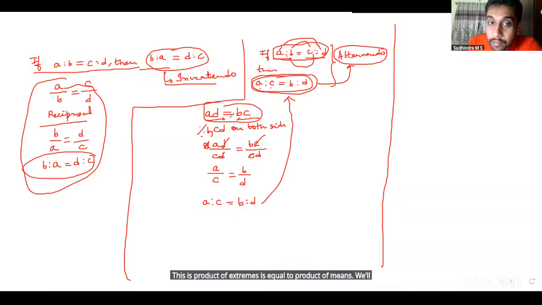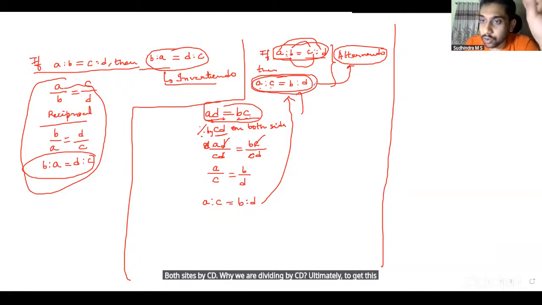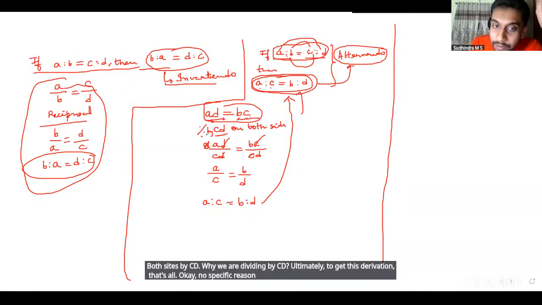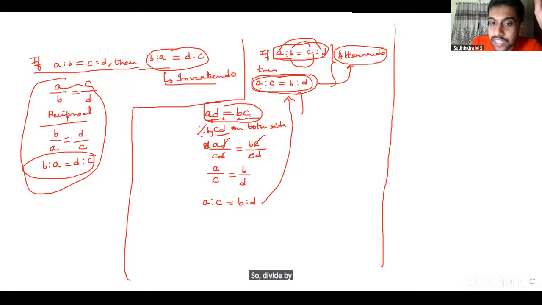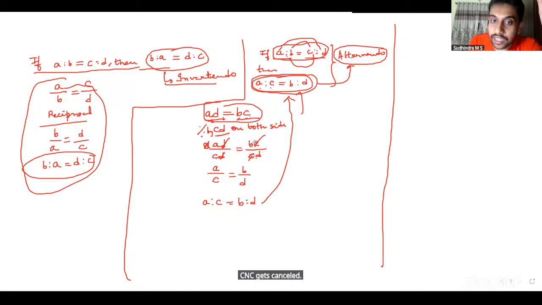This is product of extremes equal to product of means. We'll divide both sides by CD. Why are we dividing by CD? Ultimately to get this derivation. No specific reason as such. So dividing by CD, we get AD by CD equals BC by CD. Here D and D, C and C get cancelled. A by C equals B by D. A is to C equals B is to D. Clear, Lahari? Yes, sir.